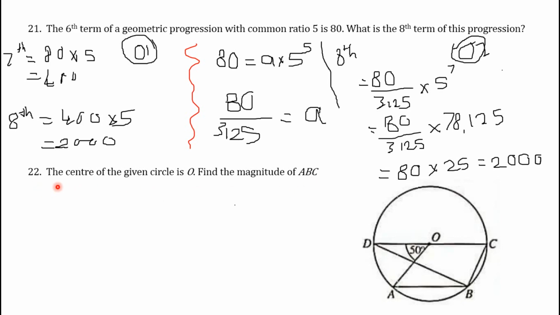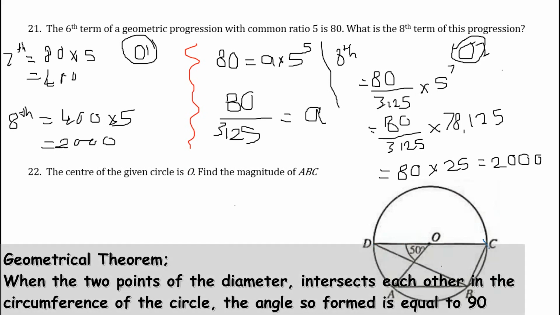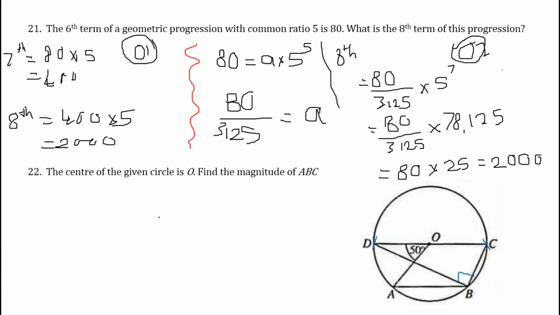Question number 22. The center of the given circle is O. This is the center. Find the magnitude of ABC. I have told you this theorem before too. When the 2 points of the diameter meet each other on the circumference of a circle, that angle will be equal to 90 degrees. So DBC will be equal to 90 degrees. So DBC equals 90 degrees.